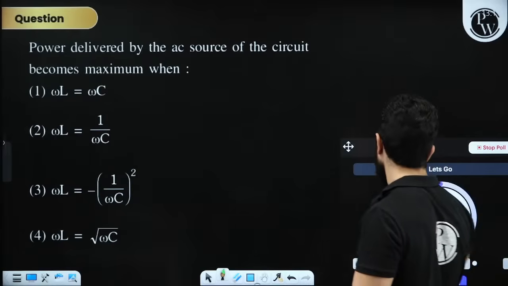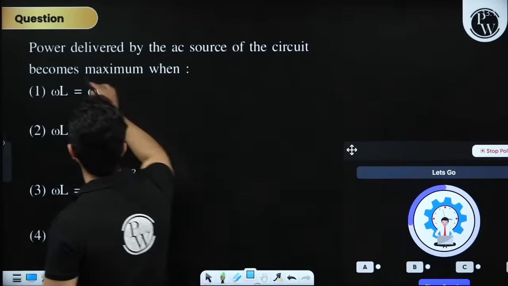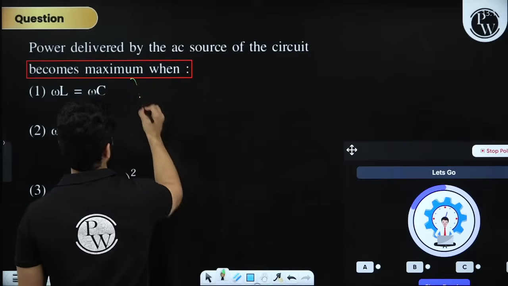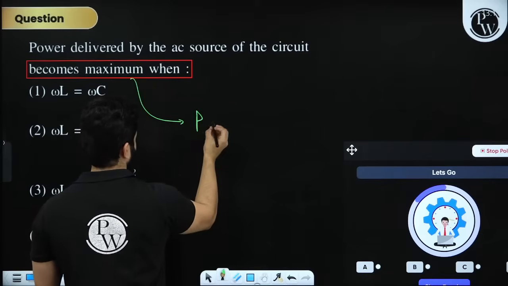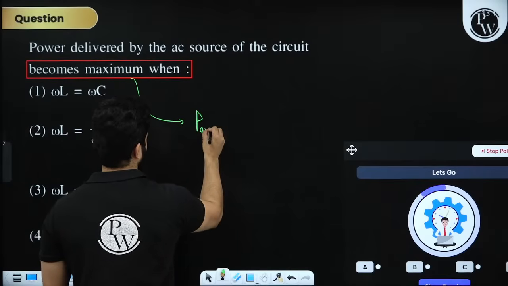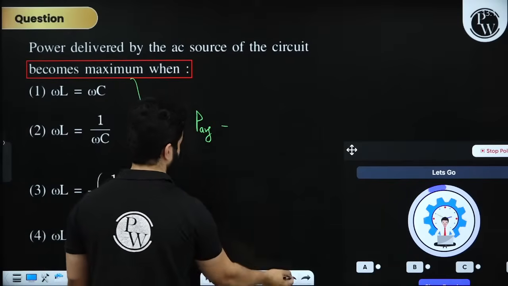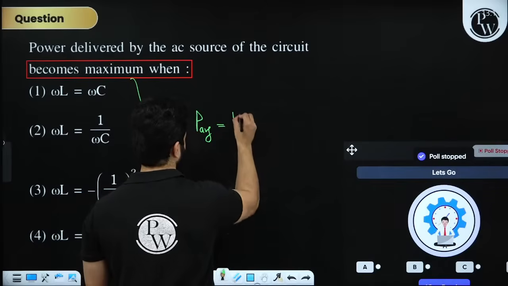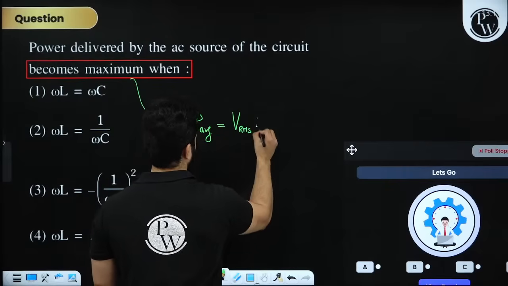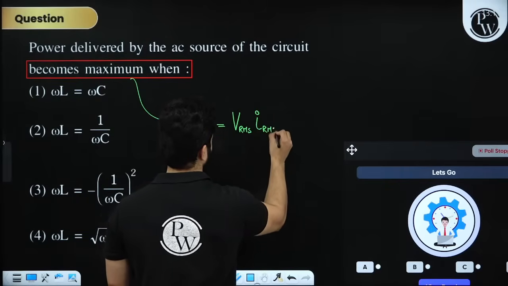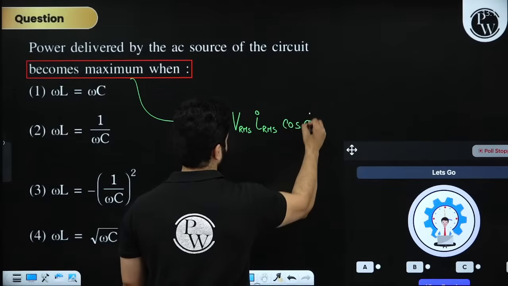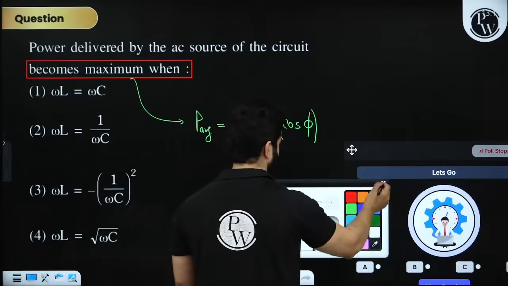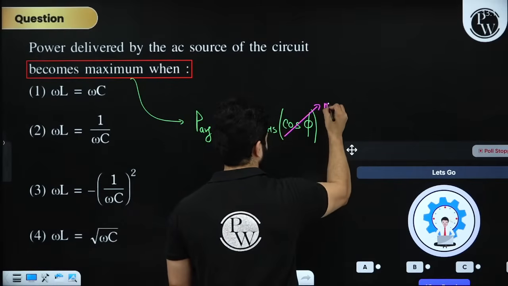This is very simple here. They are talking about when power delivered will become maximum, right? The power formula is 1/2 V RMS I RMS times cos phi. Now this is constant for a particular circuit. Now this will become maximum when cos phi becomes maximum, and the maximum value is 1.